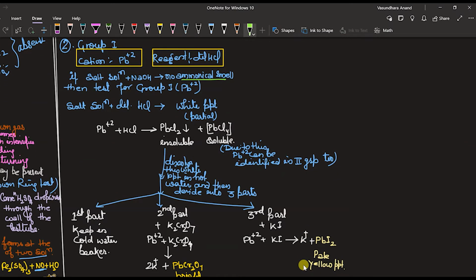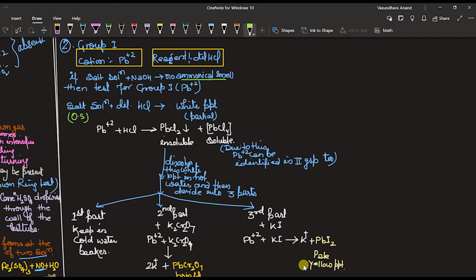In this case we take the original salt solution, OS is written over here. Add dilute HCl in this and you will get the white PPT. It will be a partial white PPT. It will not be completely clear on top with everything settling down, because lead salts are partially soluble in water. So you will get the partial white PPT. Got it? So Pb plus 2 plus HCl gives you PbCl2. This is insoluble, due to which we say that group 1 is present, Pb plus 2 is present.